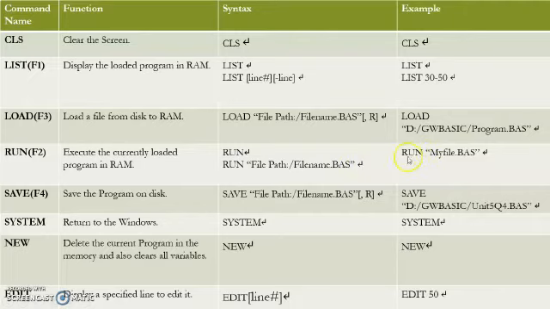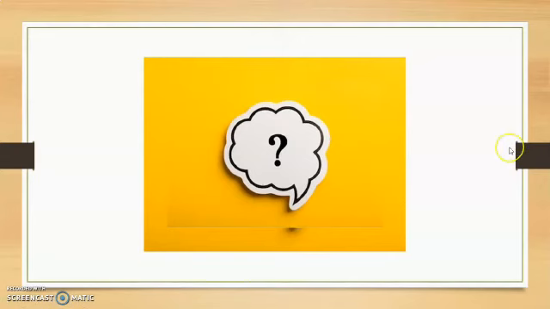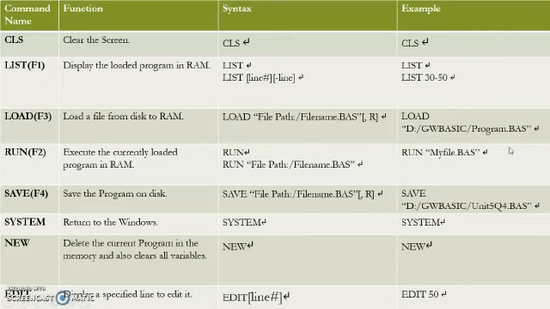Here is the example. You can see it: run. We have typed the run command, and within double quotation we have given the file name, that is myfile.bas, within double quotes, and pressed the enter key. So our file, which is present in the root directory, the root folder where the GW basic is installed, from that folder our file will be loaded in the RAM and executed also.